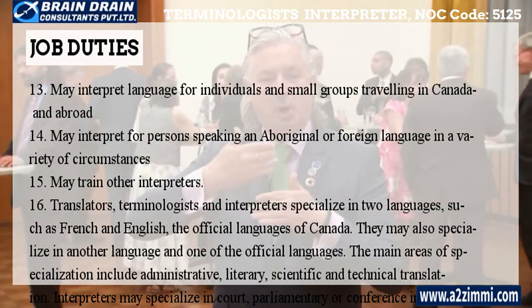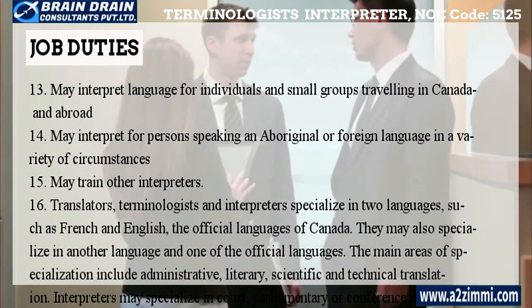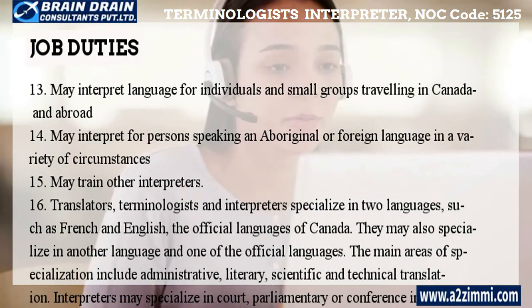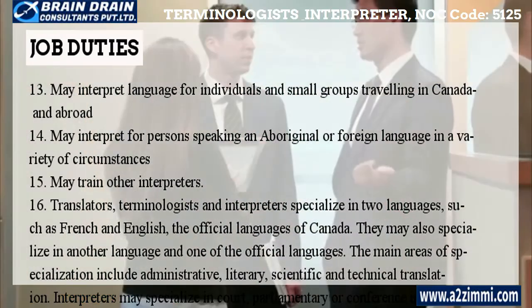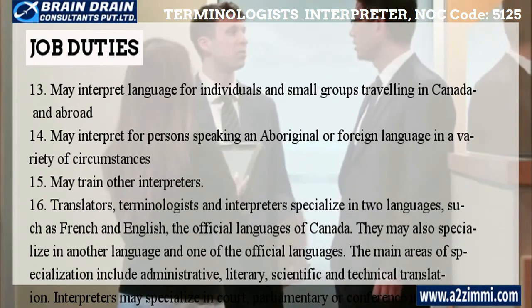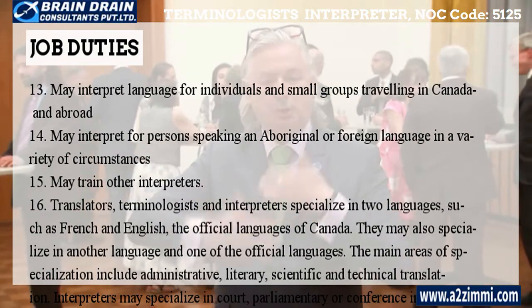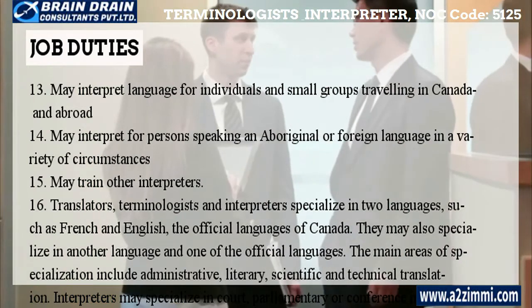May train other interpreters. Translators, terminologists, and interpreters specialize in two languages, such as French and English, the official languages of Canada. They may also specialize in another language and one of the official languages. The main areas of specialization include administrative, literary, scientific, and technical translation. Interpreters may specialize in court, parliamentary or conference interpretation.